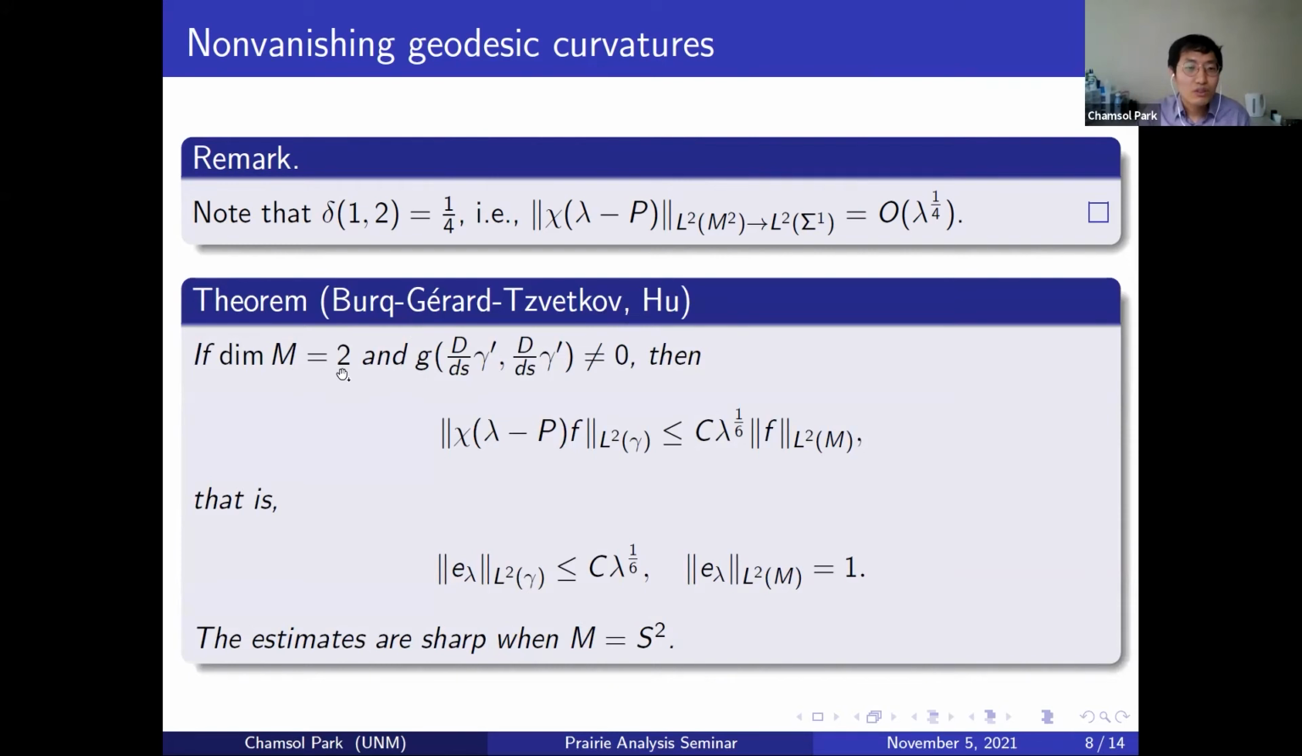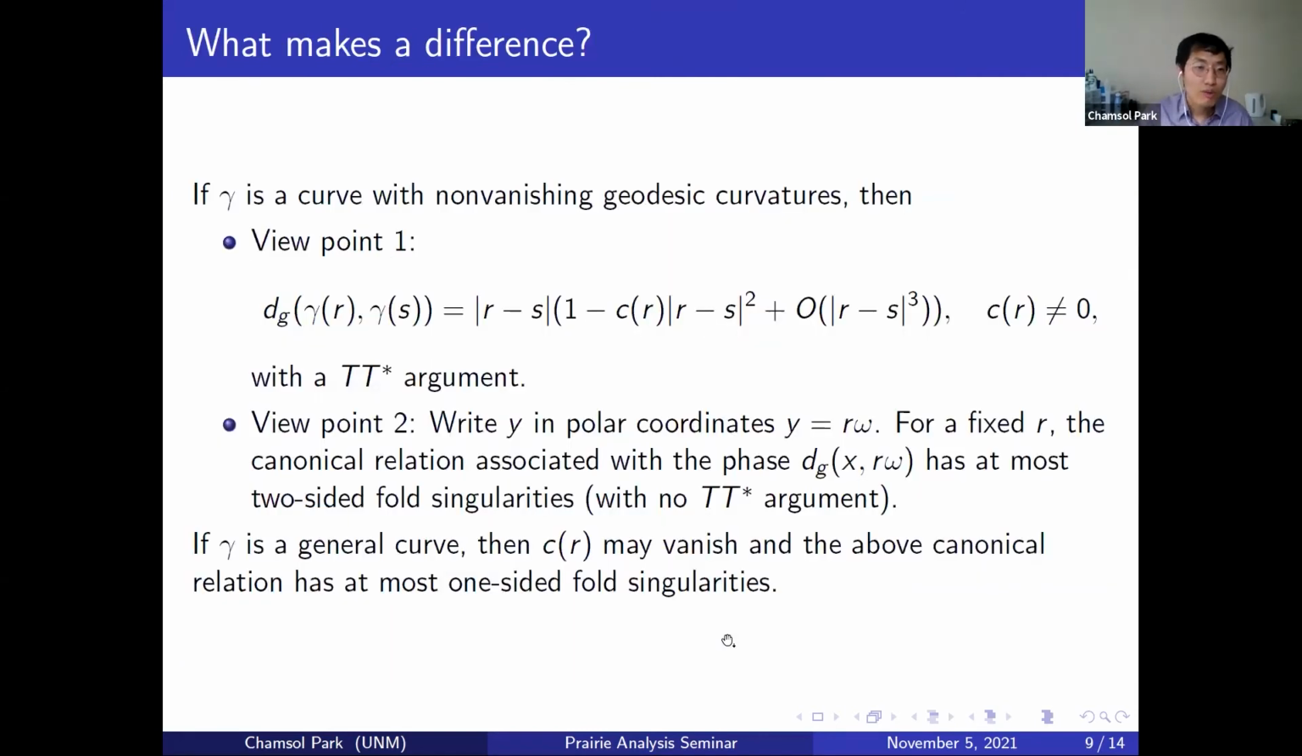So if M is a two-dimensional manifold and gamma is not a geodesic but a curve with non-vanishing geodesic curvature, then the L2 to L2 operator norm of the approximation operator is bounded above by lambda to the power 1/6, which means that we can replace this 1/4 by 1/6, so we get a better bound. I mean, we have an improvement in lambda for a curve with non-vanishing geodesic curvature. And these estimates are also sharp on the unit spheres. Okay, what makes a difference?